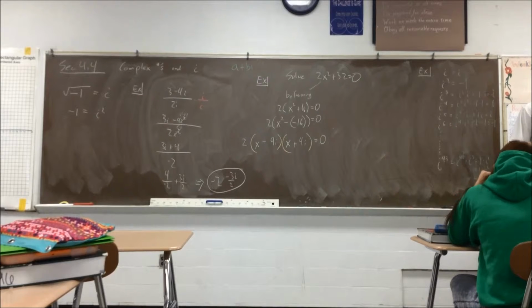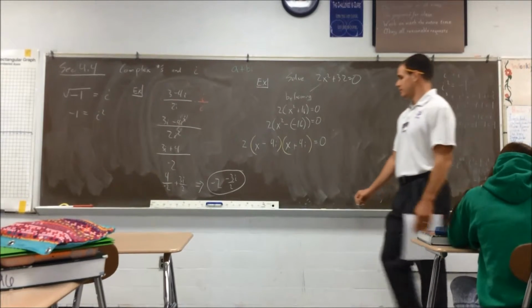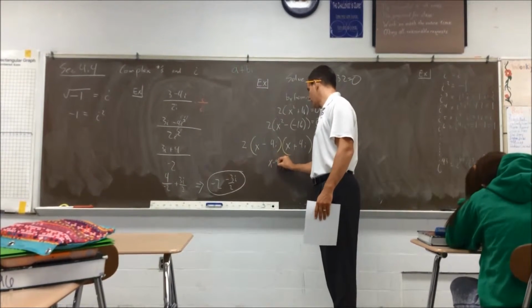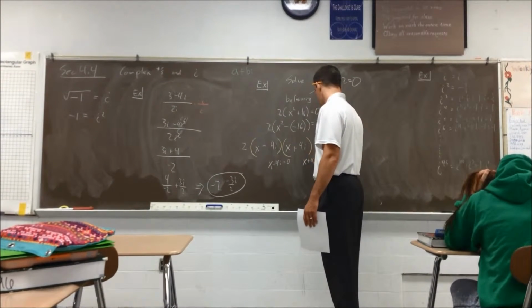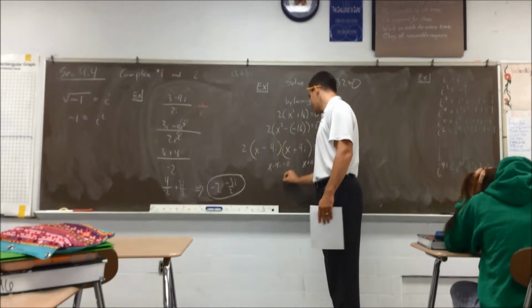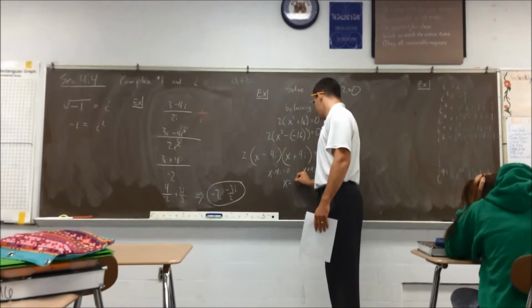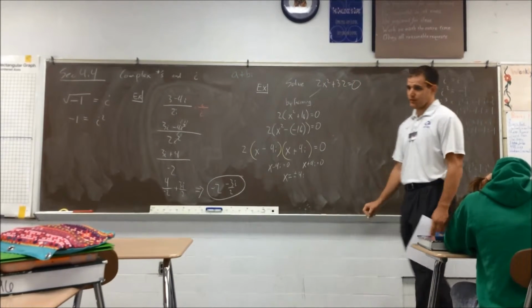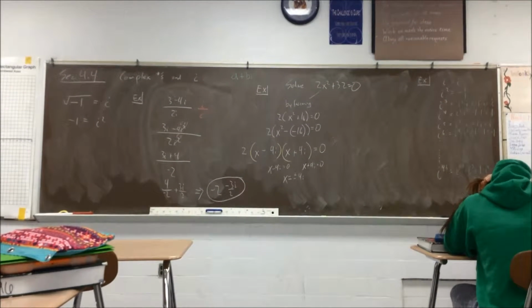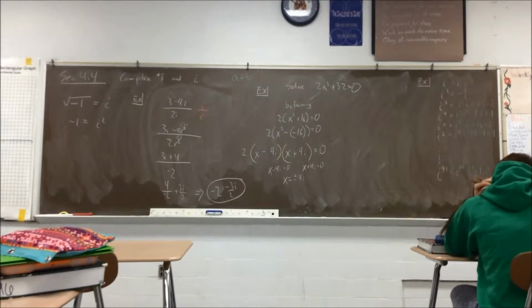And then just like anything else, I have to set my factors equal to 0. So x minus 4i is equal to 0, or x plus 4i is equal to 0. So x is equal to positive or negative 4i. And that's how you do it by factoring.